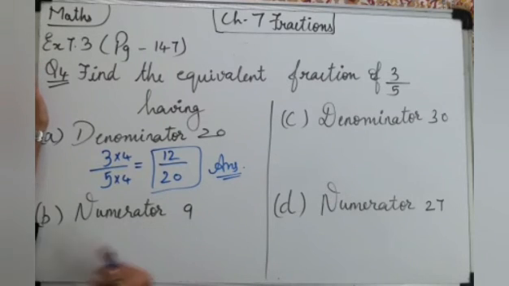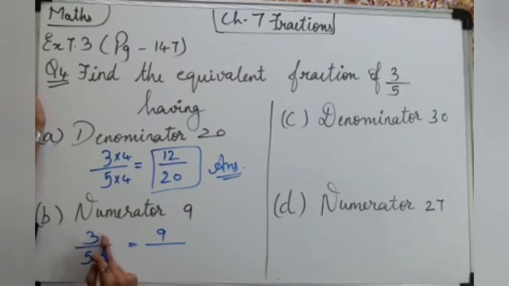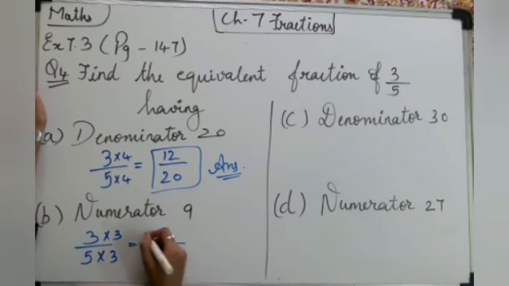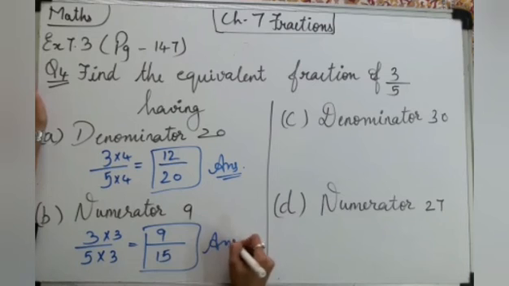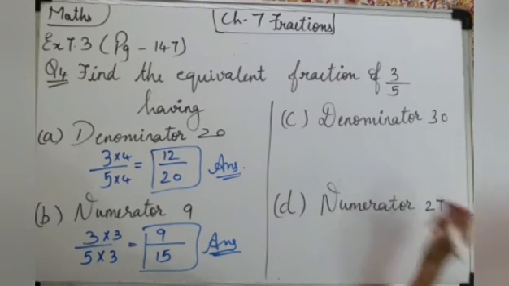Okay. Now they are telling numerator 9. So again we will take 3 upon 5. But they are telling numerator 9. The denominator we have to find. So by which number will I multiply? So I will get 9 by 3. So in the denominator also I will multiply by 3. So 3 threes are 9 and 5 threes are 15. We got the answer. It is easy, na, to solve it this way.